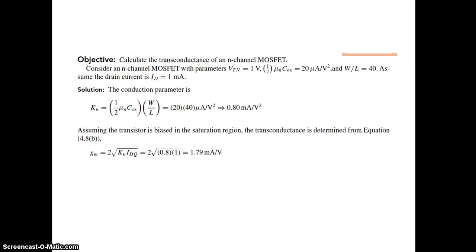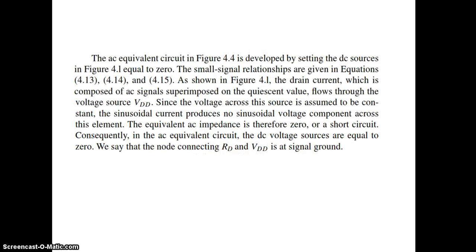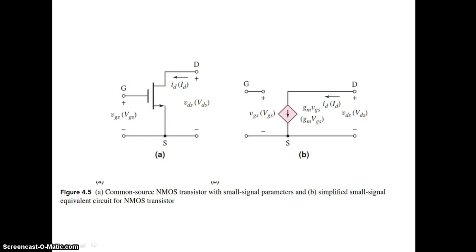Using this, we constructed the common source, common gate and common drain amplifiers. Okay? So this is the common source amplifier. Say the source is grounded, with a drain resistance. And this is the common source NMOS transistor with the small signal parameters and the simplified small signal equivalent circuit. Okay. This is the current source, GM VGS, ID. So whatever we have drawn for the FET is equivalently applicable here also, with minor differences.